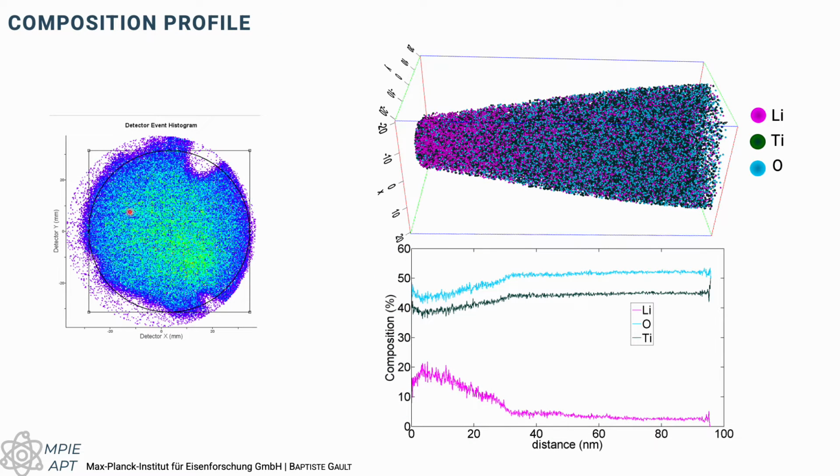The detector maps that we were getting were quite homogeneous. However, during the reconstruction process, what we could see was always a high concentration of lithium towards the end of the needle, towards the top of the needle. And this was really quite reproducible, and we could not really understand what the problem was at the time.